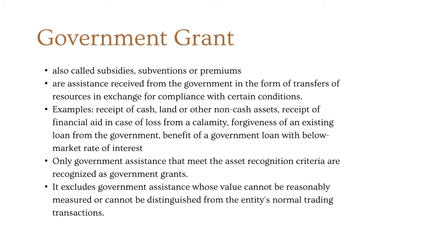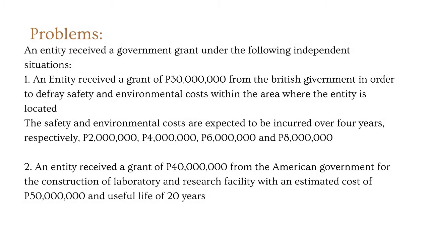So the related standard of this topic or chapter is PAS 20, which is the Accounting for Government Grants and Disclosure of Government Assistance. It was stated that only government assistance that meets the asset recognition criteria is recognized as government grants. It excludes government assistance whose value cannot be reasonably measured or cannot be distinguished from the entity's normal trading transactions. We are now done with a brief introduction about what a government grant is.